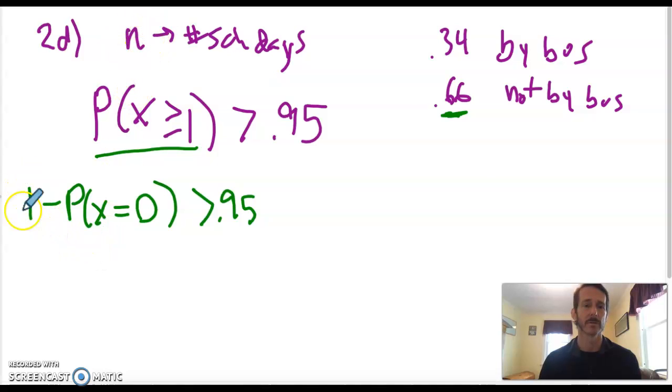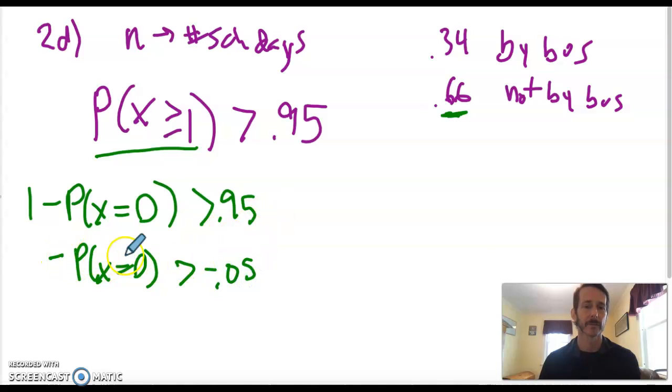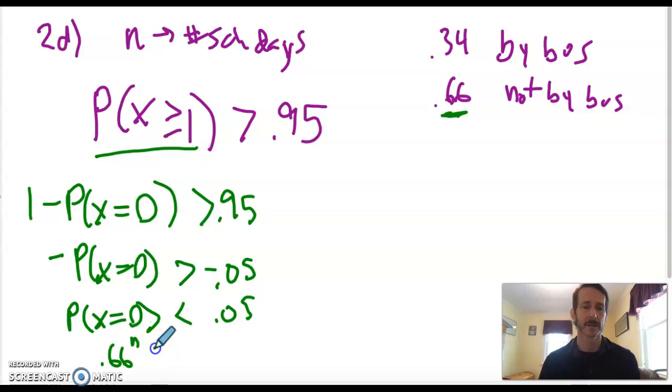So one way to do this would be to subtract that 1 over. If I take 1 away from this, I have negative 0.05. And then I divide both sides by the negative. So this is probability of x equals 0. And if I divide by negative, that switches to less than 0.05. And then this is going to be 0.66. It has to happen n times, and I want that to be less than 0.05.